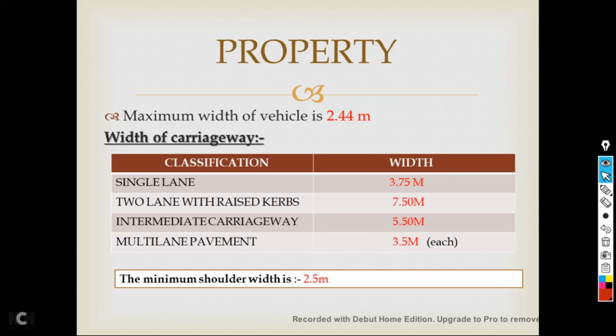That means multi-lane means a road with more than one lane. Suppose there is a 3-lane road, then the width should be 3 into 3.5 because each lane's width is 3.5 meter. The minimum shoulder width should be 2.5 meter.